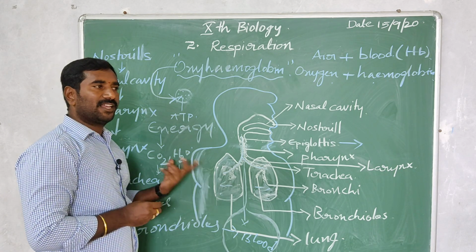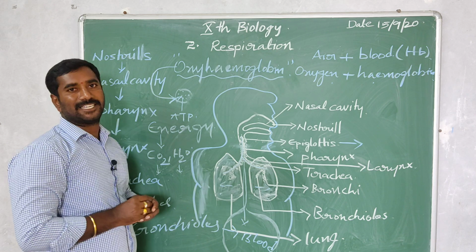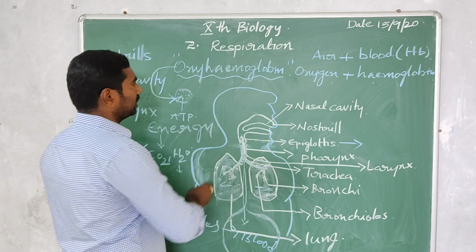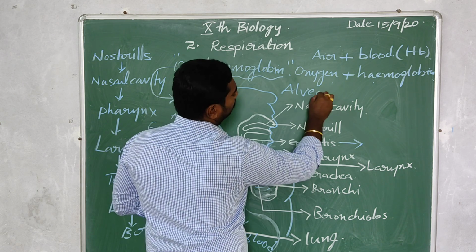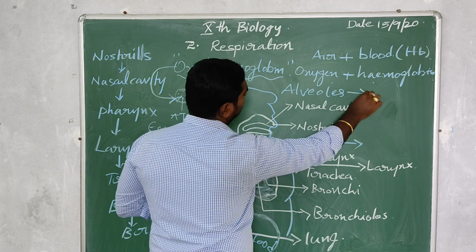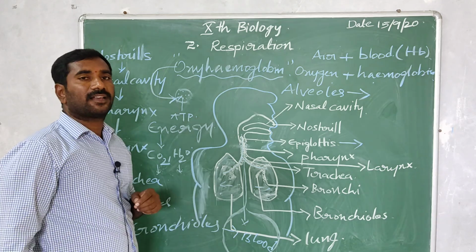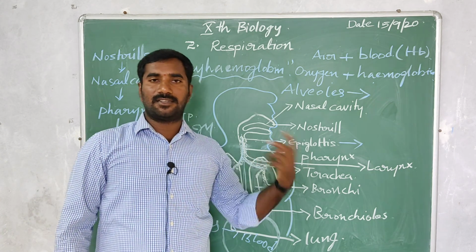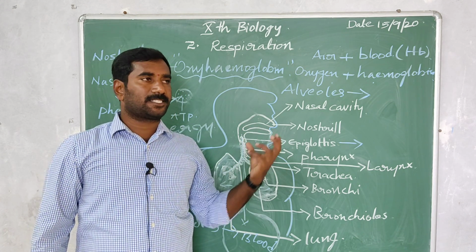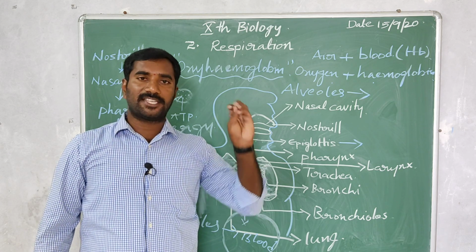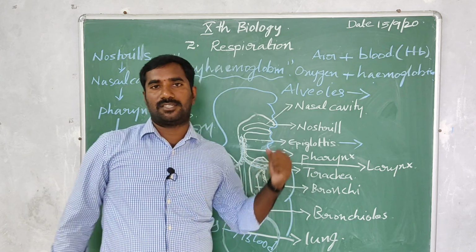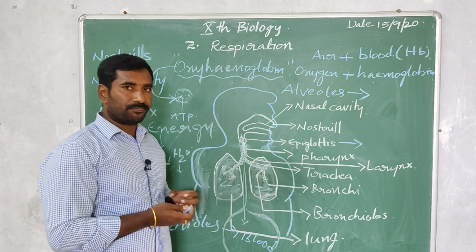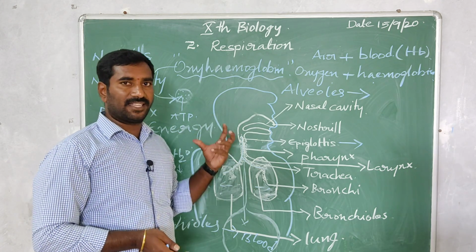How is the air filtered here? Here there are alveoli. The alveoli filter the air in the lungs. Alveoli are structured like a sponge, a sponge having tiny holes. In the same way, the alveoli filter the air.